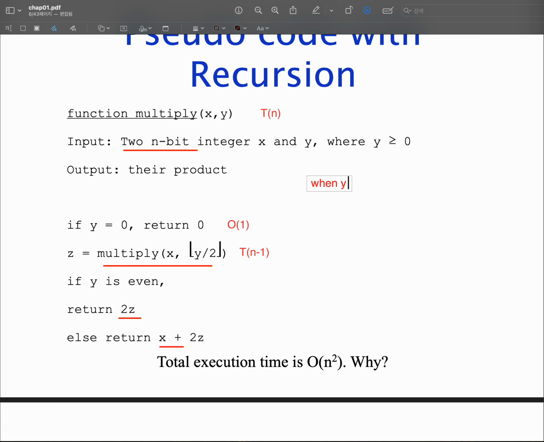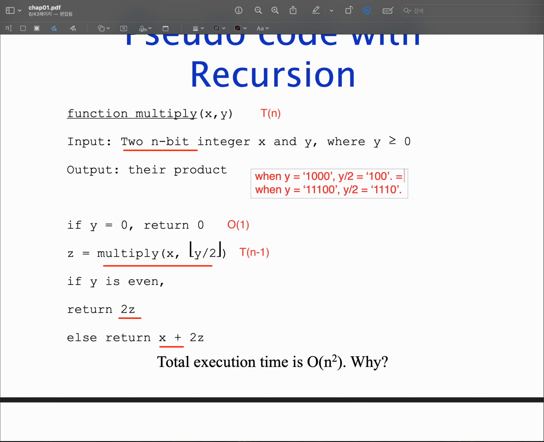when y equals 0, 0, 0, okay? Then y by 2 will be here, okay? When y equals, then y by 2 is 0, okay? So that is clear.